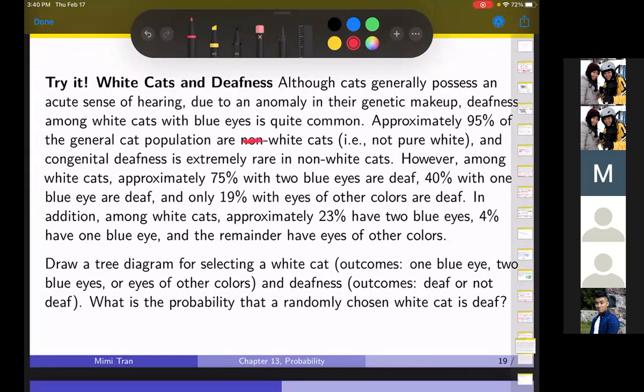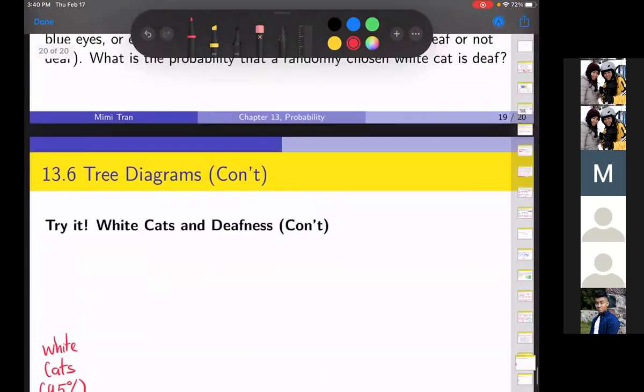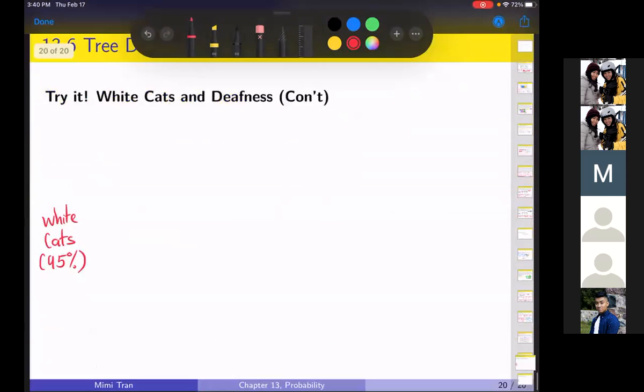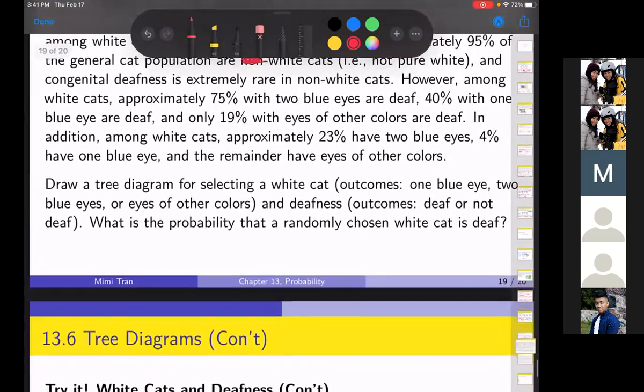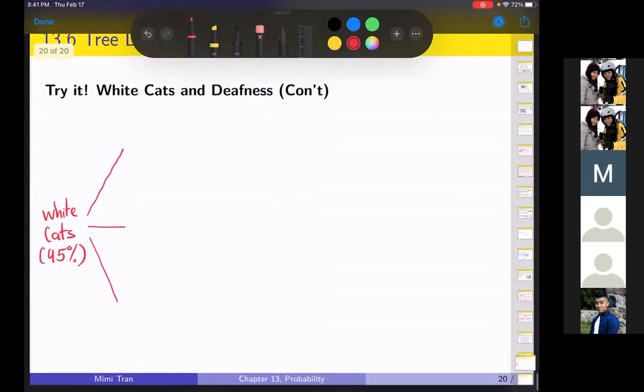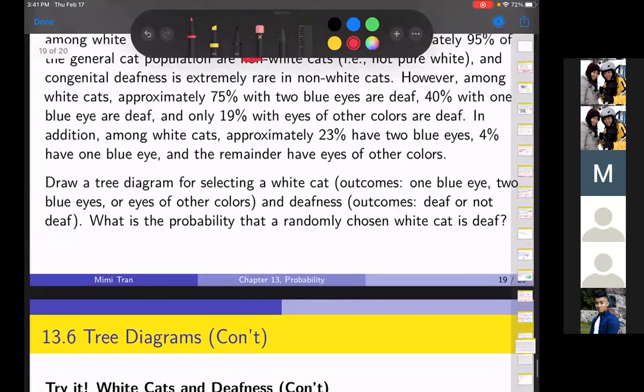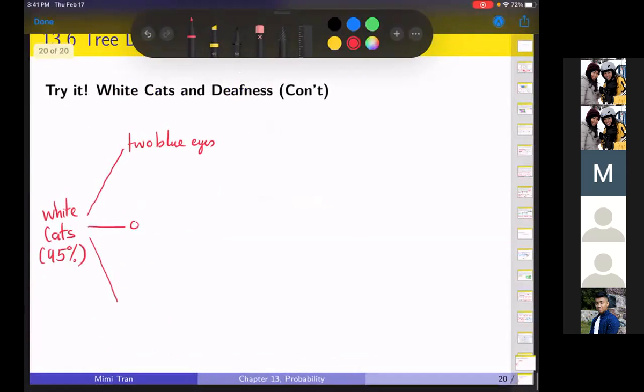White cat. Okay. The problem. All right, so 95% white cat. Within the white cat group, I have 3 subgroups. What are they? Approximately 2 blue eye, 1 blue eye, and then other eye color.